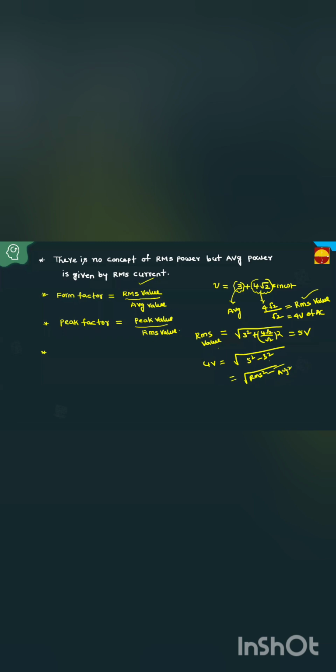Total RMS includes DC plus AC. Average is only DC. But the RMS value of AC is only AC. How are we getting the RMS value of AC, sir? From the total RMS, if you subtract the average value, we get the RMS value of AC. I am writing this: the RMS value of AC equal to square root of total RMS square minus average square.